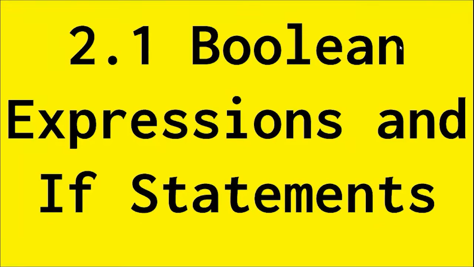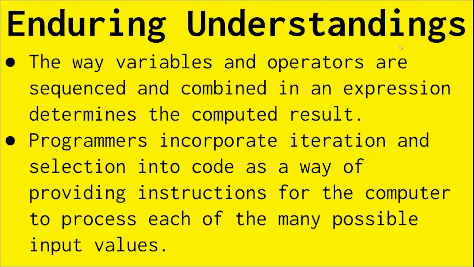So 2.1 is what we're starting this week, up to next week. That's when the quiz is, when we finish all of 2.1. So the enduring understandings for this section in particular, it says the way variables and operators are sequenced and combined in an expression determines the computed result. So order matters. When I see that, order matters, top down, left to right.